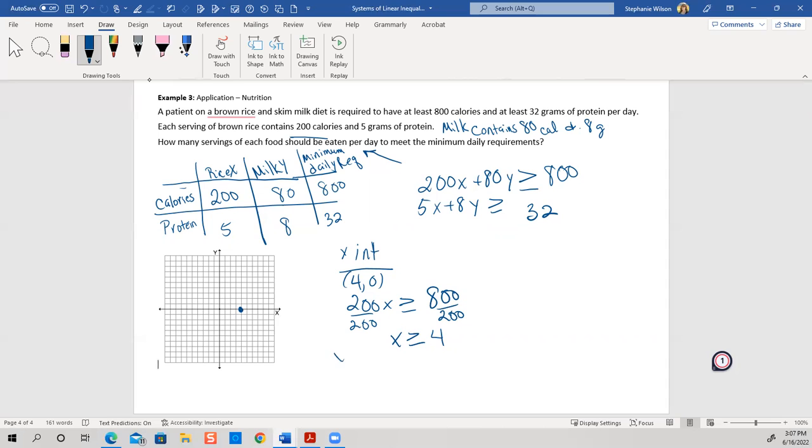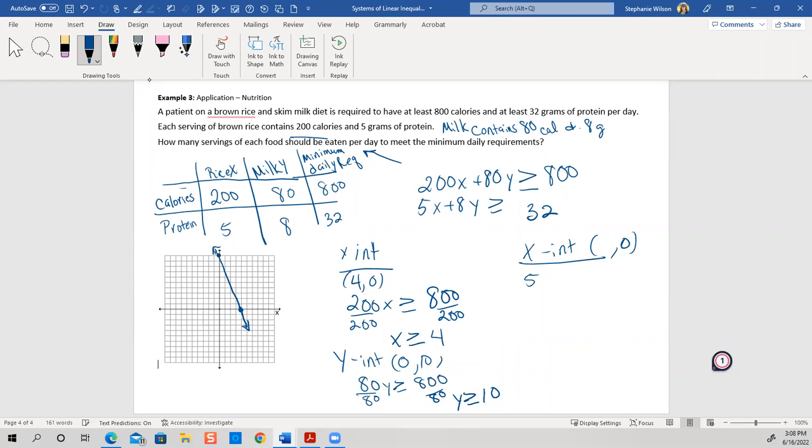Now let's find its y. So x is 0 when I do that. So I got 80y is greater than or equal to 800. And divide by the 80. And we get y is greater than or equal to 10. So let's plot it. And we can connect those dots. Now let's do the same thing for the next equation.